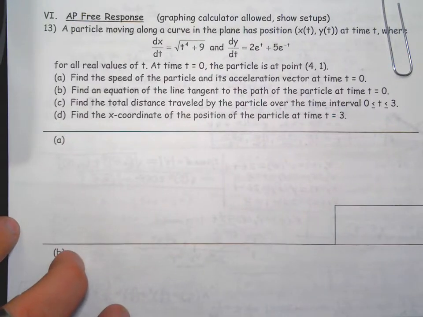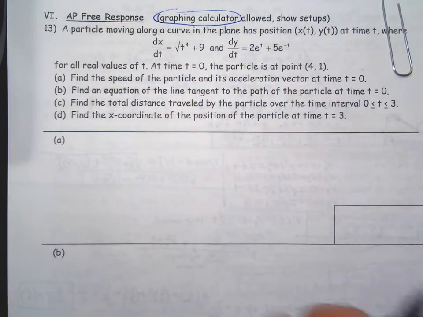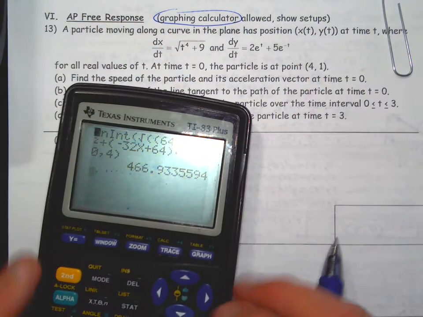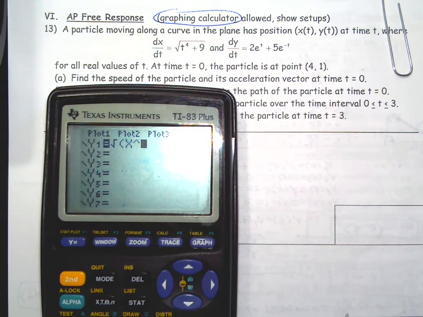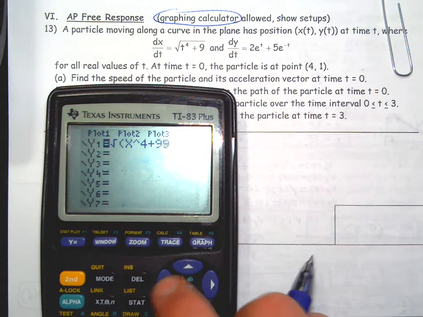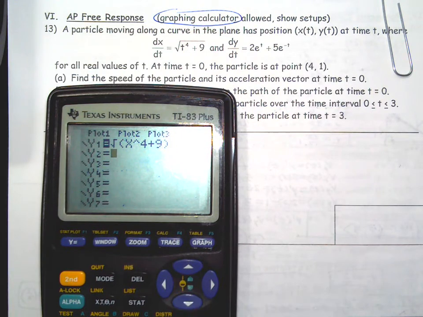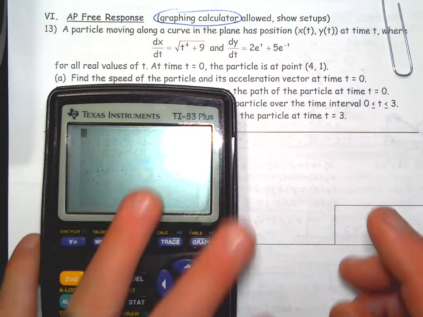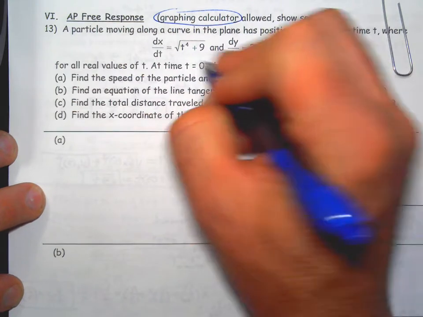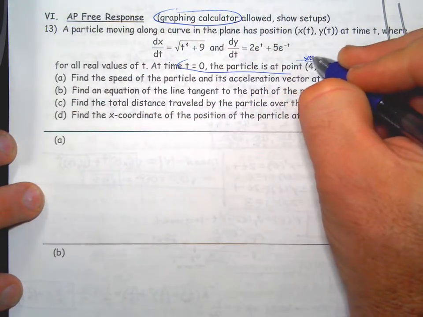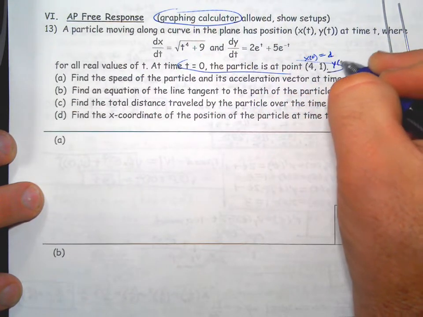Okay, we can use a graphing calculator. So probably one of the first things I'm going to do is enter these into my y equals menu: square root of x to the 4th plus 9, and 2e to the x plus 5e to the negative x. I don't know what the window is yet. I'm just putting those in to make it convenient to use Vars, Y-Vars. At time 0, x0 equals 4, y0 equals 1.